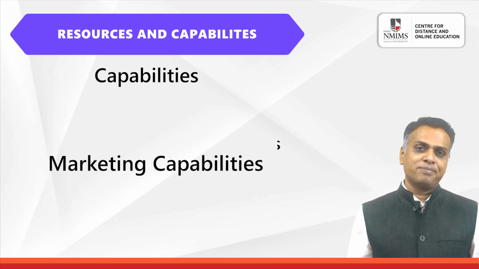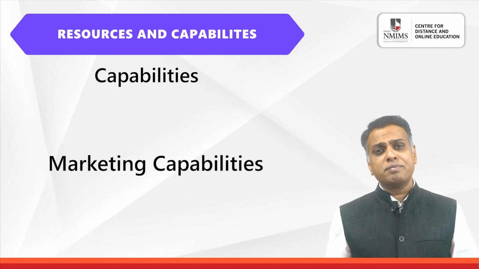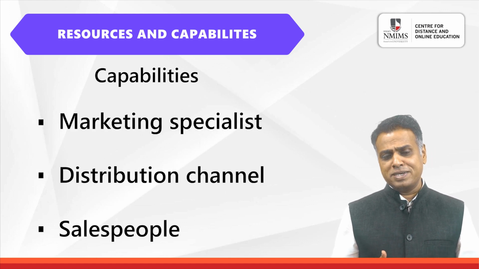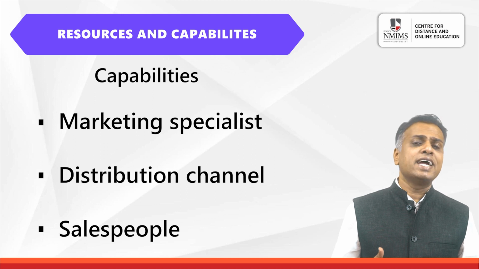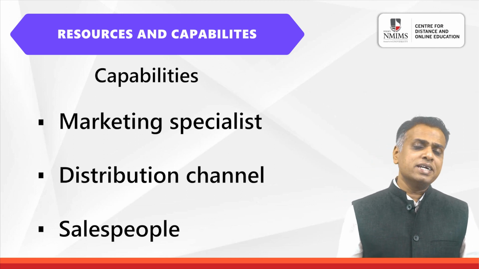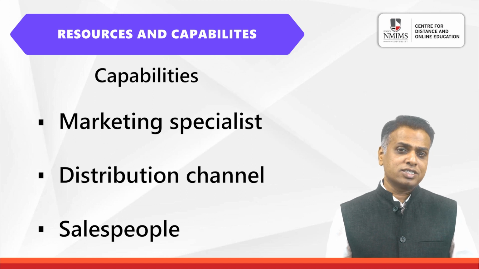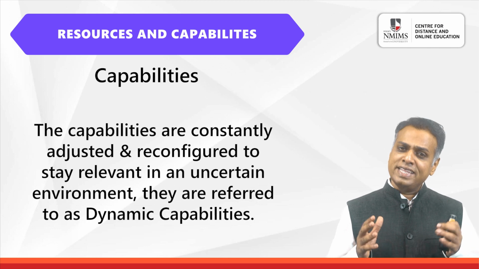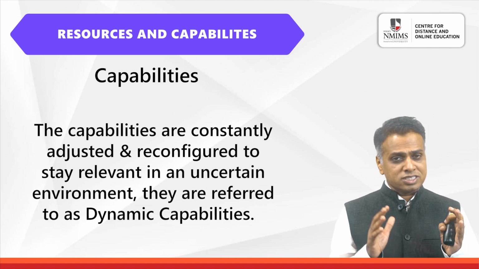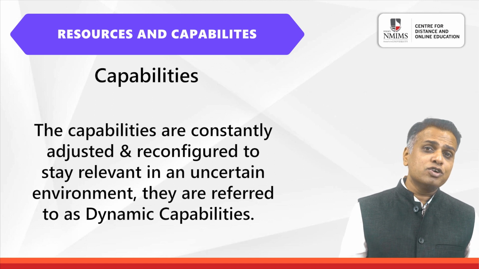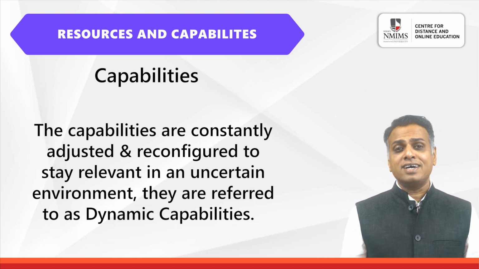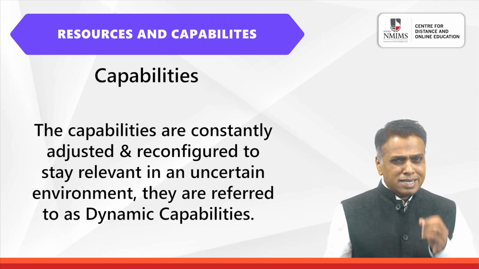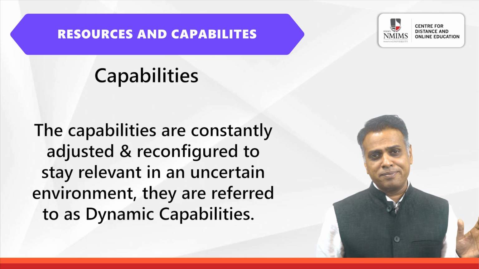Let's take an example. A company's marketing capability is the result of the collaboration among its marketing specialists, distribution channels and salespeople. This capability exists within the marketing function and helps the company excel in marketing. So when these capabilities are constantly adjusted and reconfigured to stay relevant in an uncertain environment, they are referred to as dynamic capabilities. Let me explain this in a very simple way.